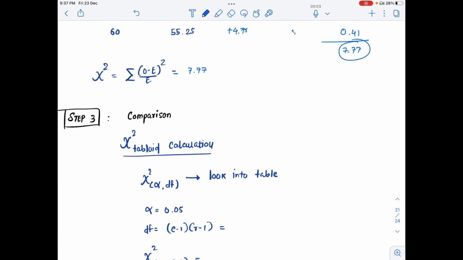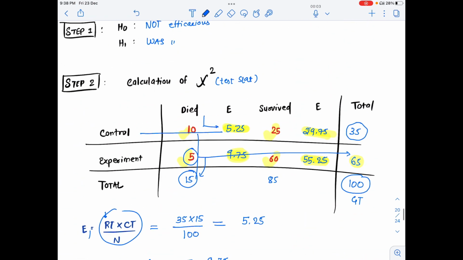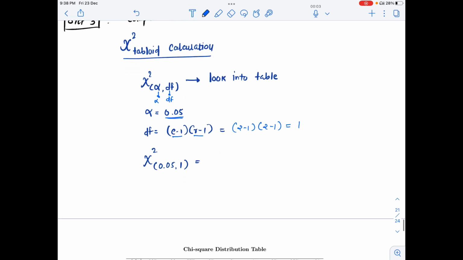Now for this particular chi-square test, we will learn how to calculate the tabular value. The tabular value is nothing but chi-square with the x dimension being alpha and the y dimension being degrees of freedom. Alpha is given as 0.05. Degrees of freedom can be calculated as (column minus 1) times (row minus 1). There are 2 columns and 2 rows, so it will be 1. See, this is 1 column, this is another column. Same way, this is 1 row, this is another row. So we will have to calculate chi-square for 0.05 and 1.